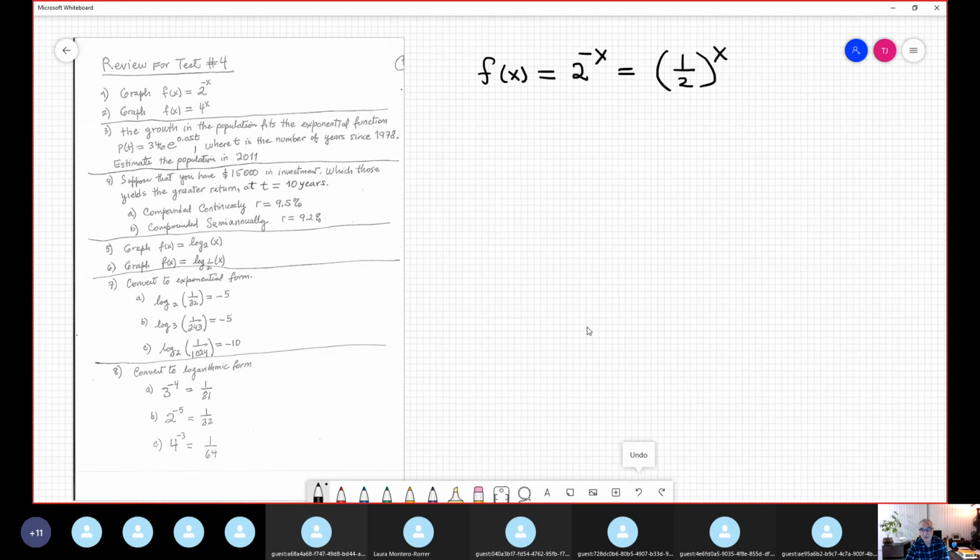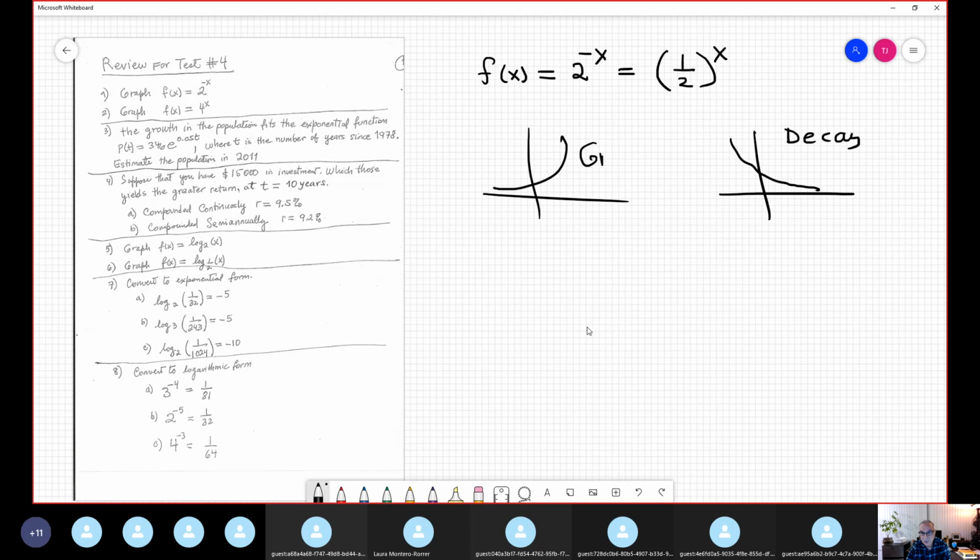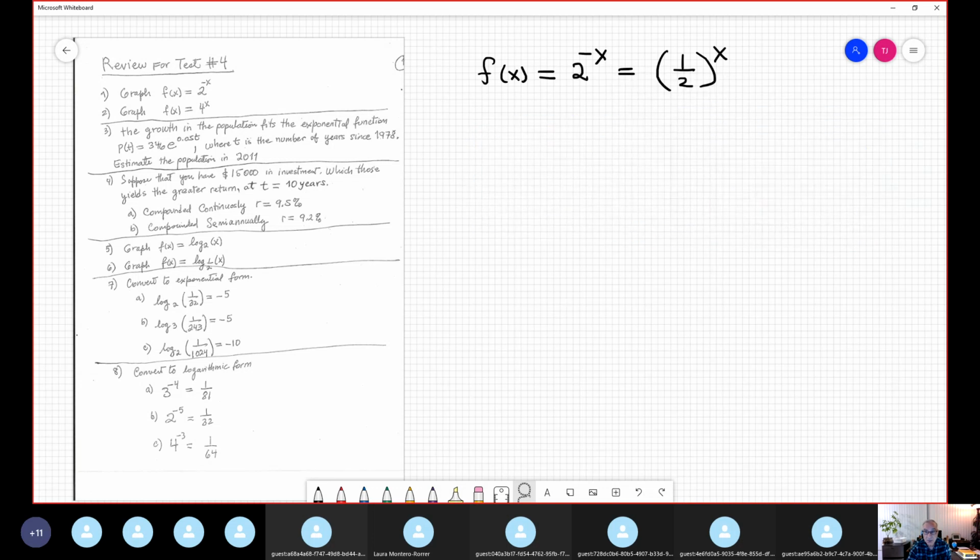So I know that when the base is less than 1, remember we have two kinds of exponential. The classical exponential is like that, and the other exponential is like that. This is decay, and this is growth. We are in front of the decay because the base is less than 1. It's important that you keep in mind that the negative exponent indicates the reciprocal.